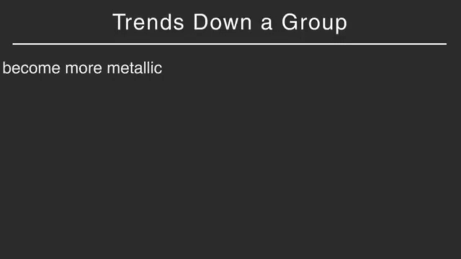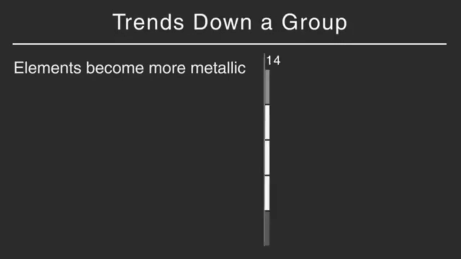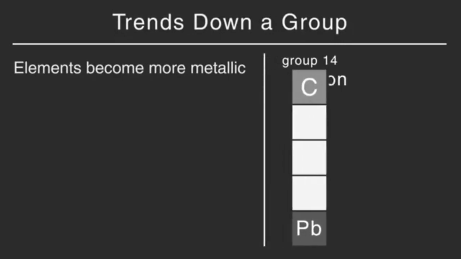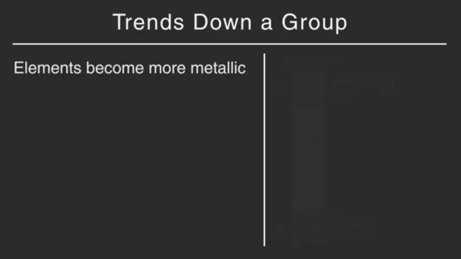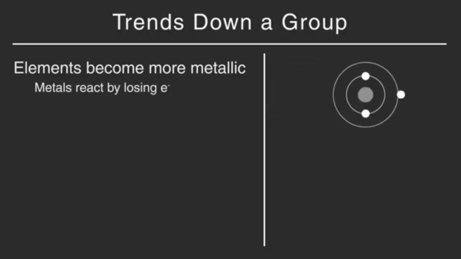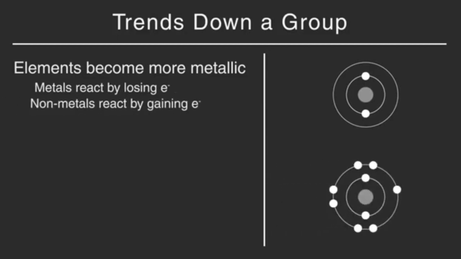Now let's look at the trends as we go down a group. Notice that the elements become more metallic. This is clearly seen in group 14, where carbon in period 2 is a non-metal, but lead in period 6 is a metal. By the way, do you remember that metals are elements that react by losing electrons, and non-metals are elements reacting by gaining electrons?